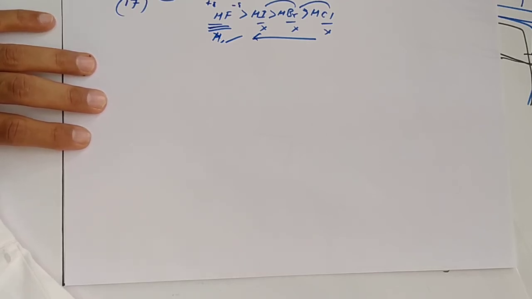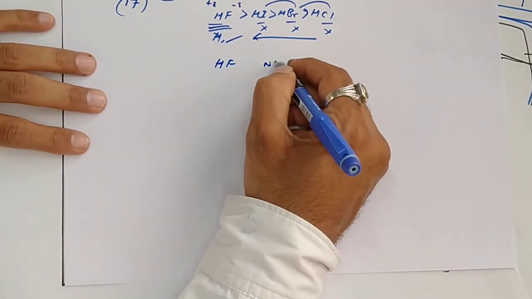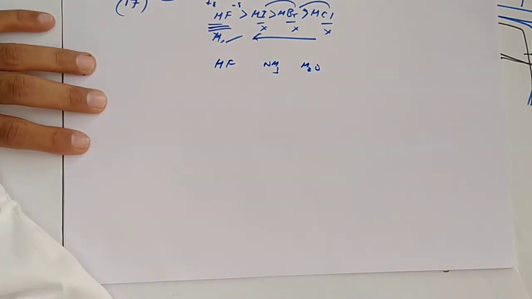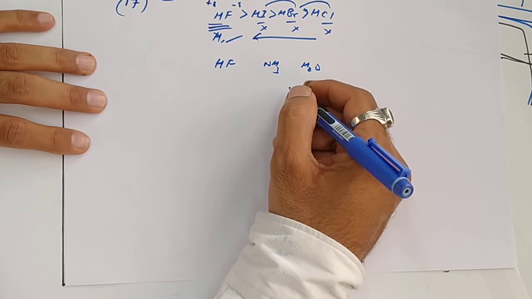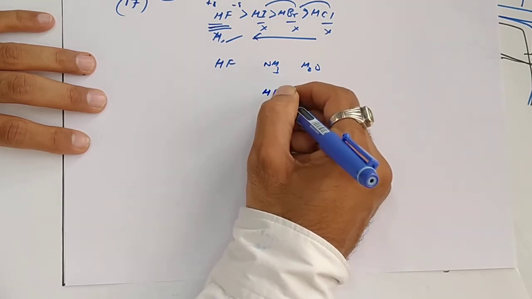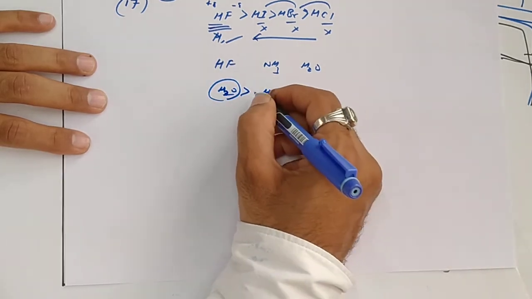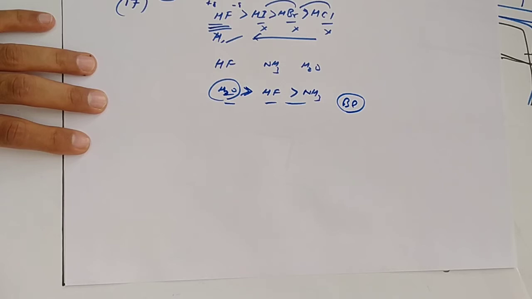Now out of these 3, HF, ammonia and water, which one has the highest boiling point? Ammonia, then HF, then water. Remember, the boiling point order is like this.